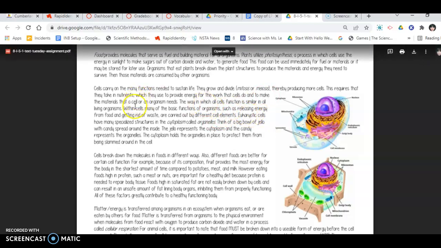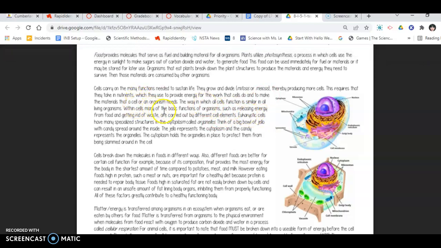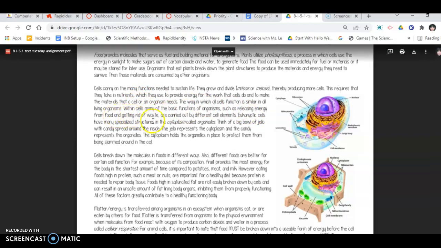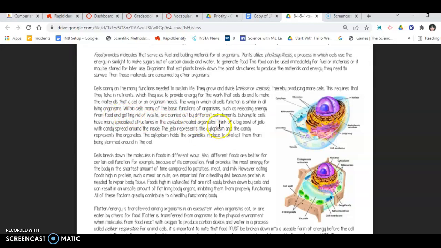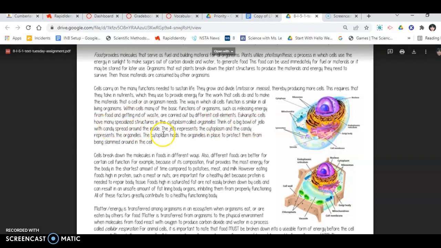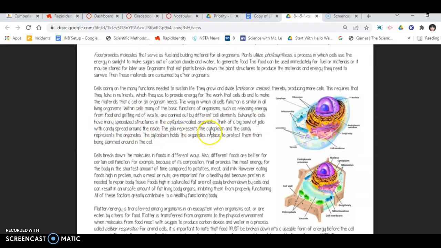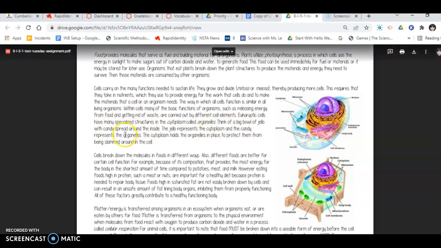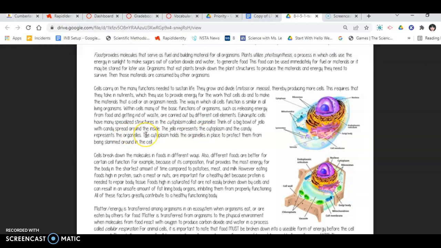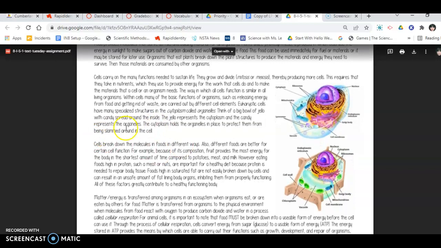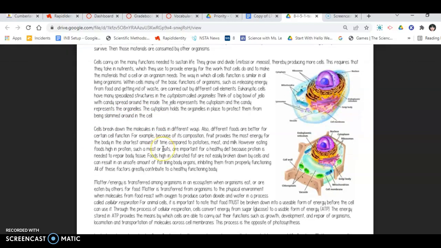Getting back to this. Within cells, many of those basic functions of organisms, such as releasing energy from food and getting rid of waste, are carried out by different cell elements. Eukaryotic cells have many specialized structures in the cytoplasm called organelles. Think of a bowl of Jell-O with candy spread around the inside. The Jell-O represents the cytoplasm, and the candy represents the organelles. The cytoplasm holds the organelles in place to protect them from being slammed around in the cell.